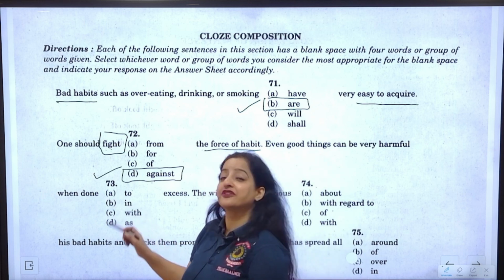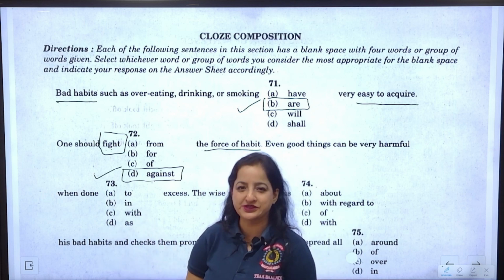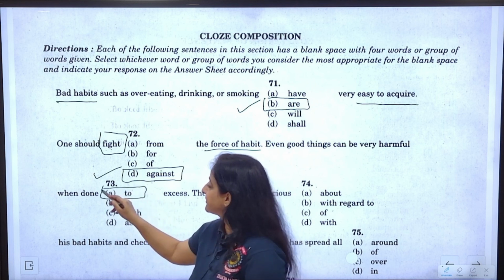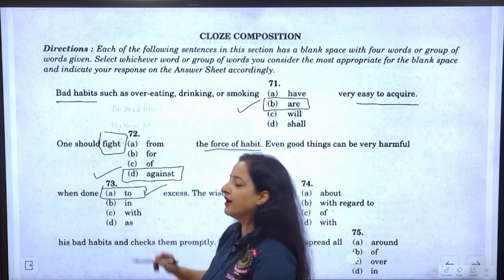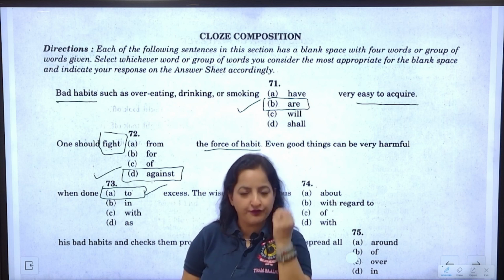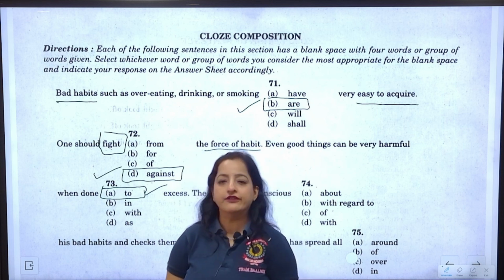You may think this, done in excess. You'll be surprised to know that's not the answer. The answer is this, alpha, done to excess. My explanation is, it is a phrase in English. Please Google if you want.